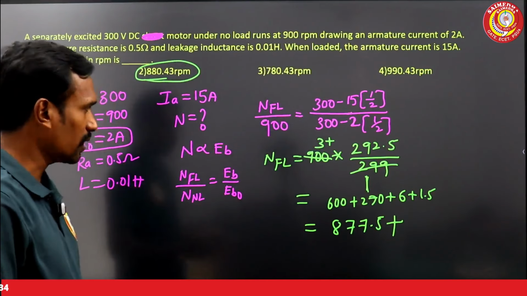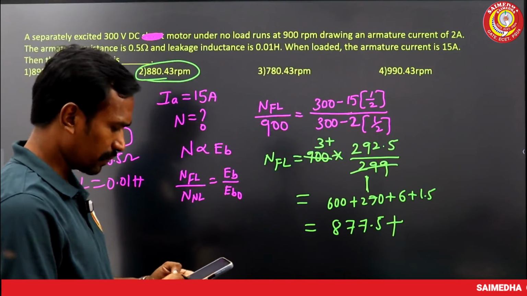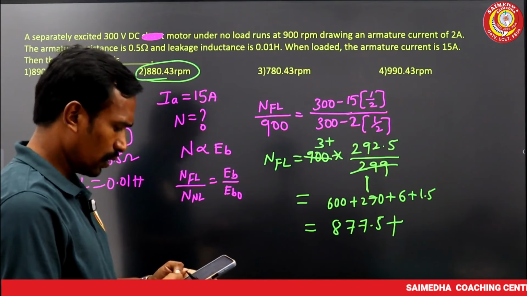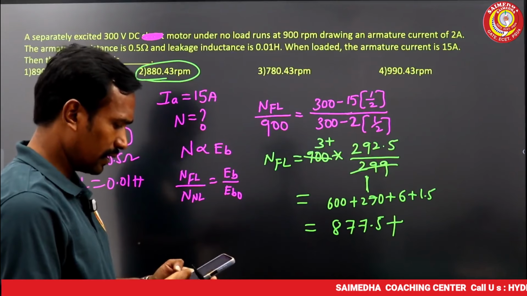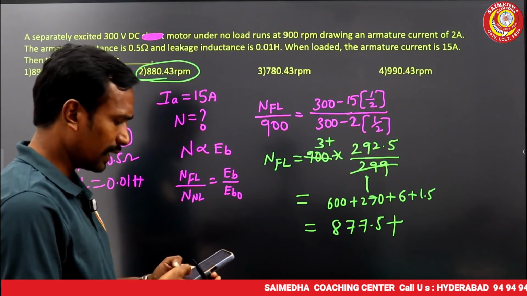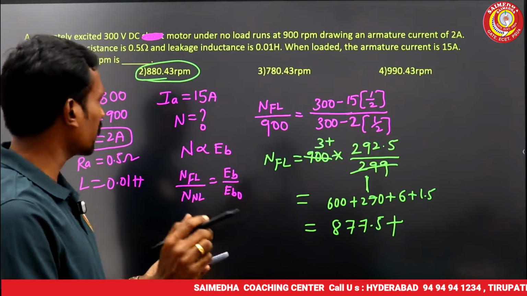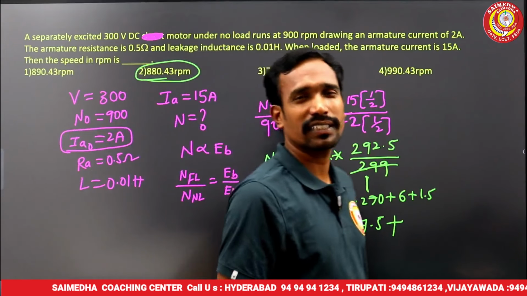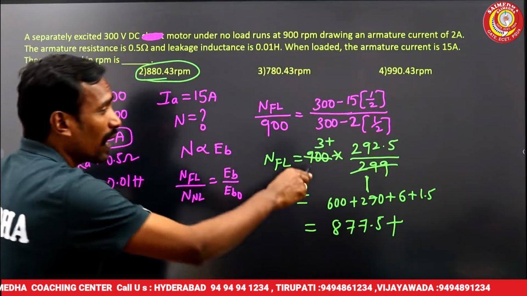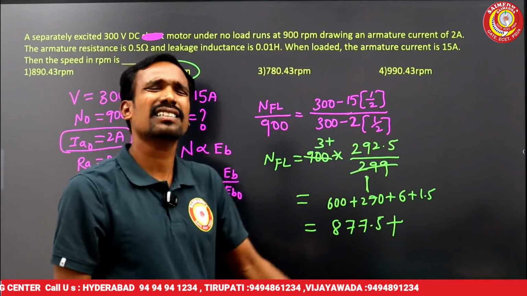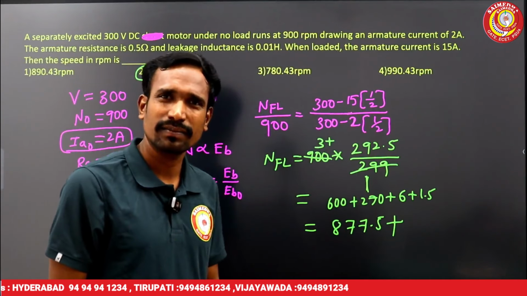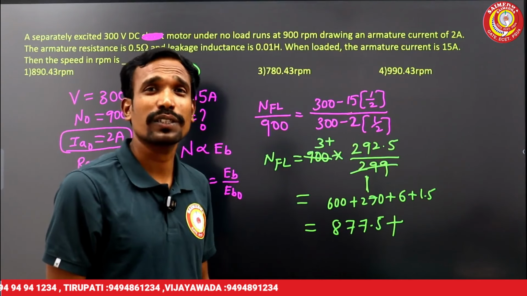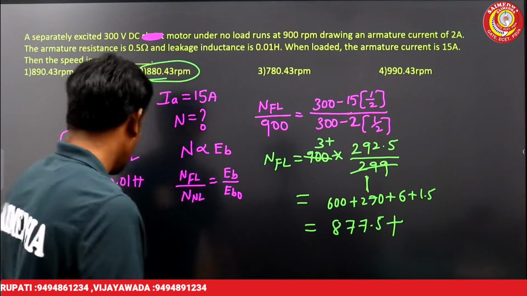In approximation, I will show you the exact answer. 900 into 292.5 divided by 299 is 880.4347. You should have that much confidence. If you want to calculate completely, it takes 15 seconds of extra time, and that may save your job. Okay, next.